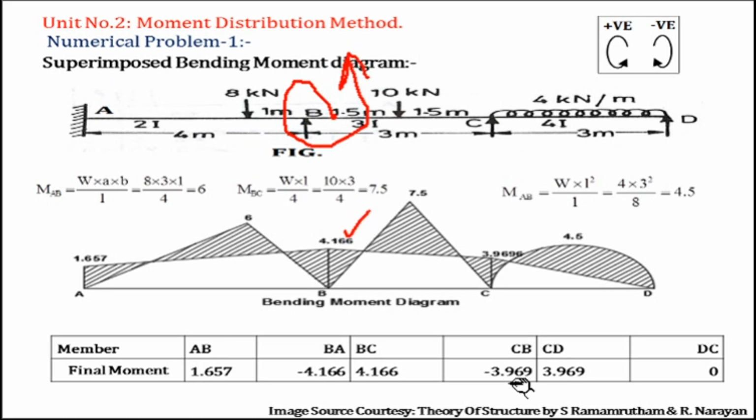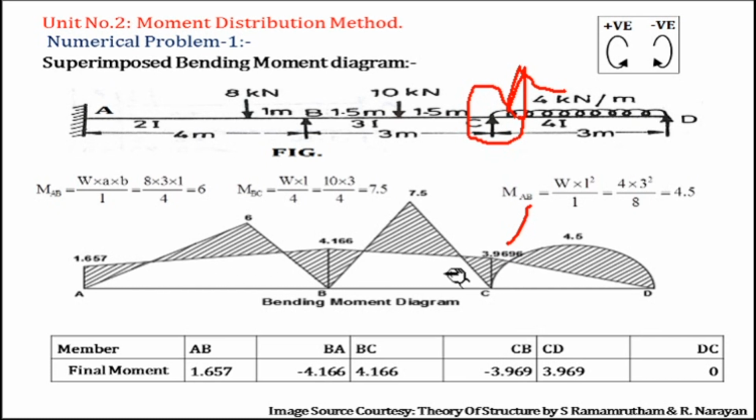Next is minus 3.969. Now keep your pen over the member BC and rotate about joint C in clockwise sense. Arrow coming up, so you have to show up 3.969. Next one is positive 3.969, again a positive value for CD. So keep your pen on CD close to C, positive sign, so in which sense do you have to rotate? Anti-clockwise sense about C, arrow coming up, so you have to show the value up. That's why this value is up 3.969.